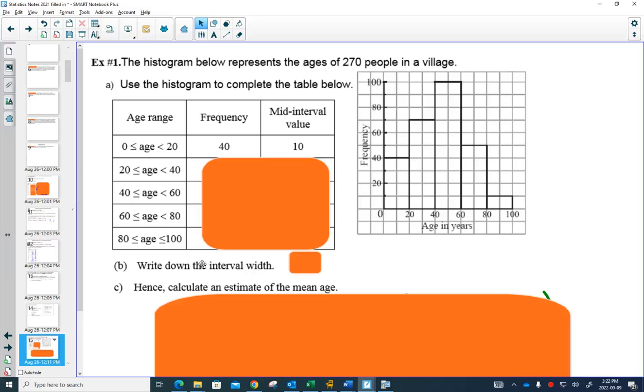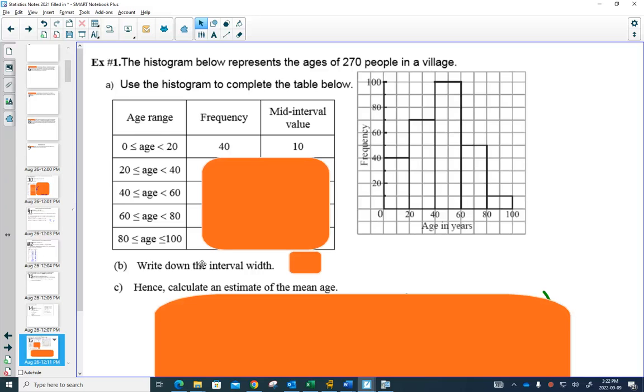This is more likely what exam questions with histograms look like, because drawing a histogram takes a long time. It's not a good question. Instead, they want you to be able to look at information and interpret it. So they give you the histogram, okay?